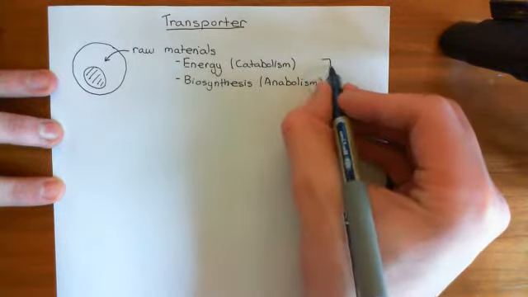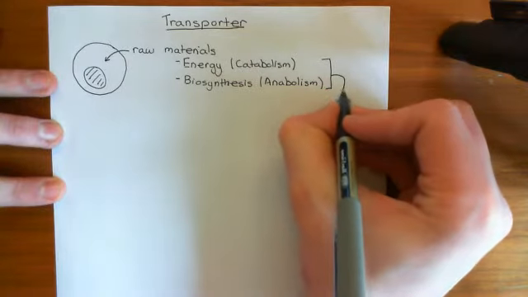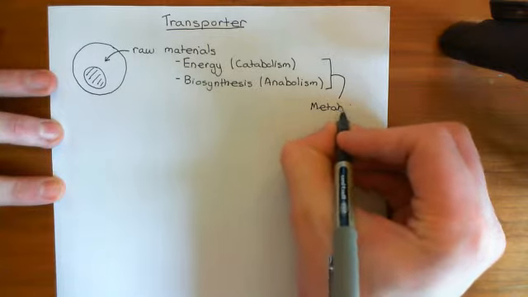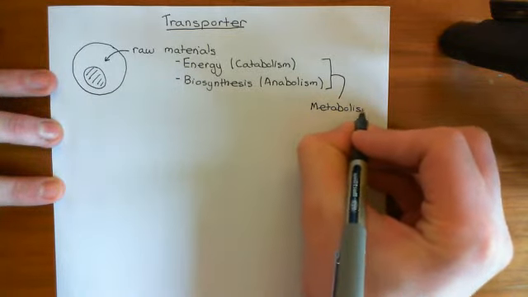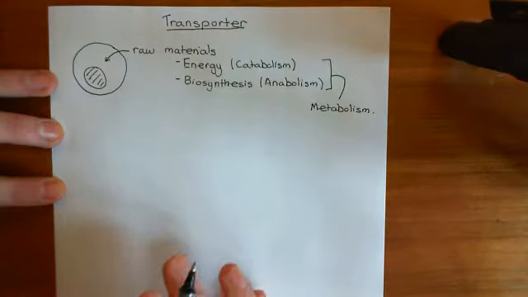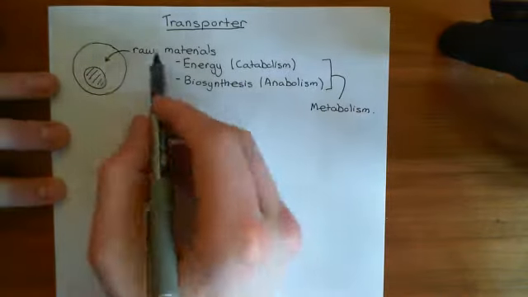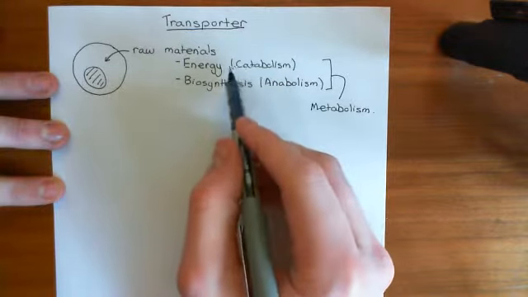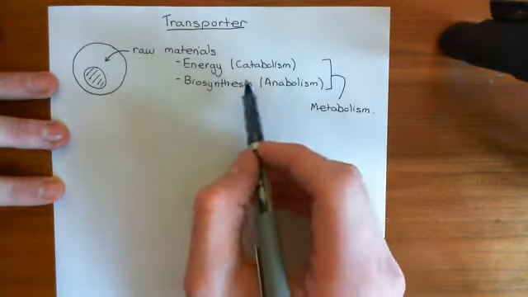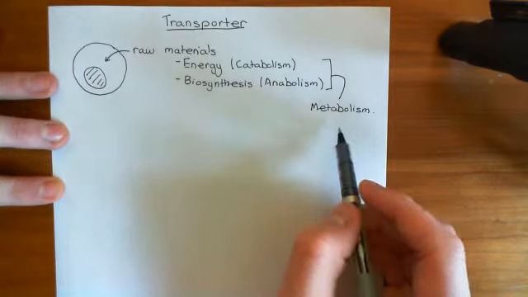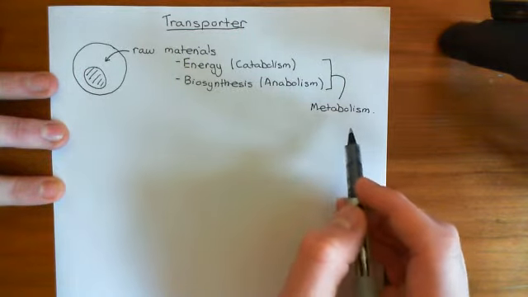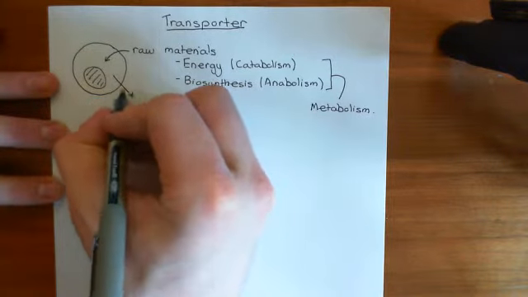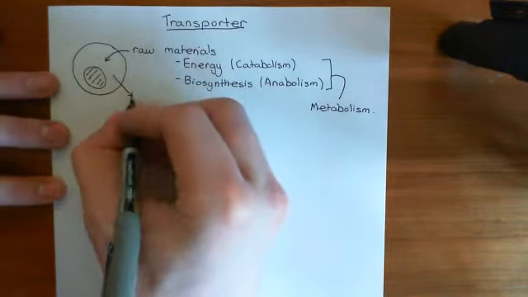And the combined term for anabolism and catabolism is metabolism. Metabolism really just means the chemical reactions which are occurring within a cell. So we're bringing in the raw materials to do these two types of chemical reactions, catabolism and anabolism. We're going to metabolize the molecules, and metabolism will produce some byproducts, some nasty products that we don't want to build up inside the cytoplasm of the cell.